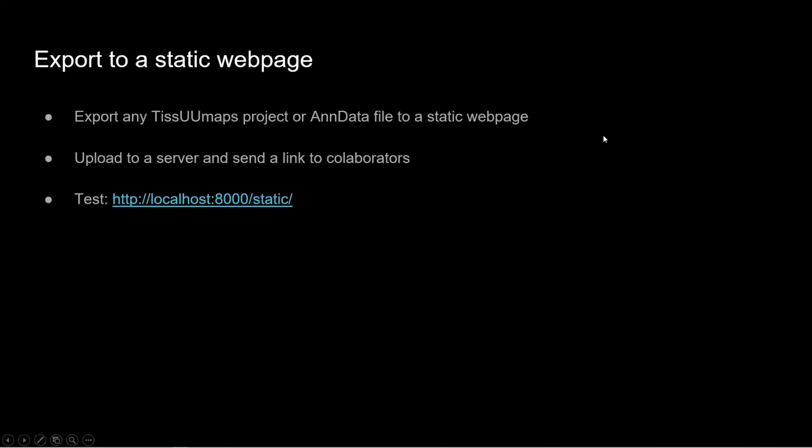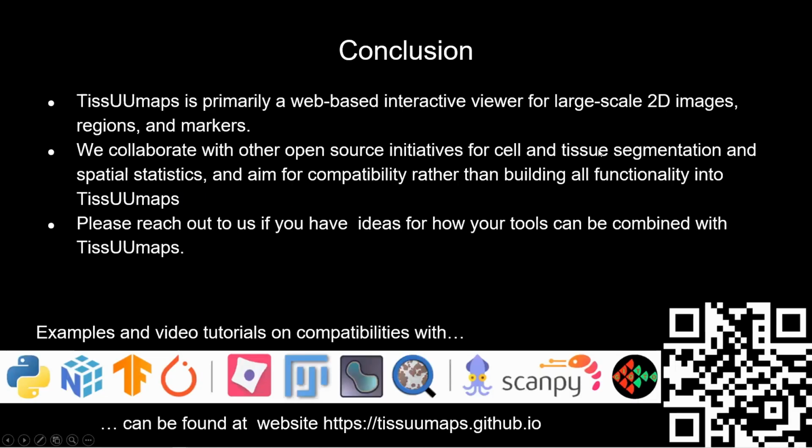Any question on that export? If not, then I can move on to the conclusion, and that is a very global overall conclusion. Basically, we developed TissUUmaps as a web-based interactive viewer, and you can load 2D images, regions, and markers either from separate files or from AnnData objects.